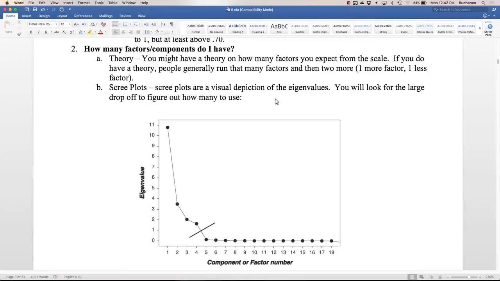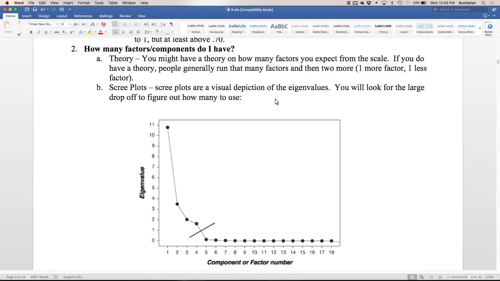All right. The real nitty-gritty that we get into is how many components or factors should I have? There's 4 parts to this. So theory is always the best answer. How many factors would you expect? Sometimes you don't have a theory, or if you're me and I'm doing someone else's data, I just don't know sometimes. So people will generally run, if I expect 3, they might try 2, 3, and 4 and see which model is the best. So this is one of the only times that running multiple models doesn't count against you, right? It's not type 1 error.